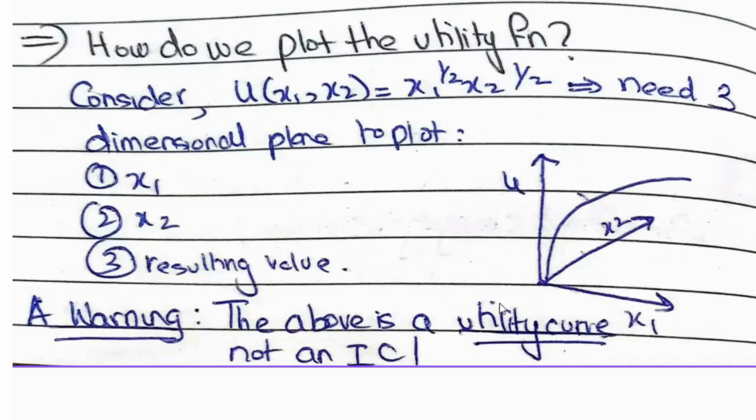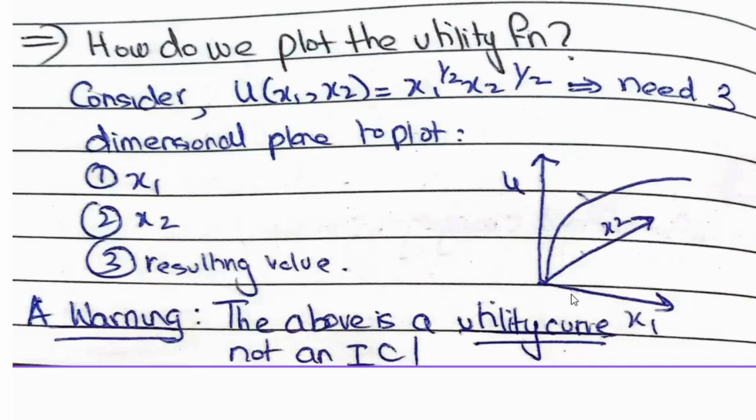Here's something to note: this is a utility curve, not an indifference curve. Initially, when we were talking about graphing taste, we were representing them in a two-good world using indifference curves. What we've plotted here is a utility function. This shows that for different combinations of x1 and x2, what is the utility we'll get? An indifference curve is something else. An indifference curve would have shown all combinations of x1 and x2 that give the same level of utility. This is not what this utility curve is showing us. This is a graphical representation of a utility function.